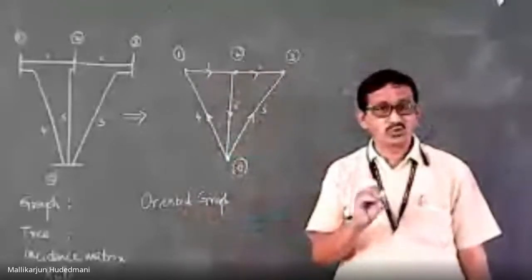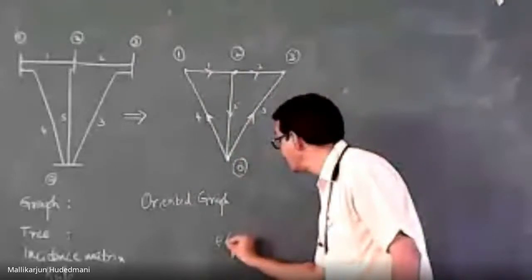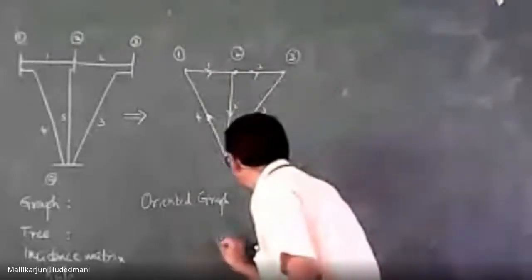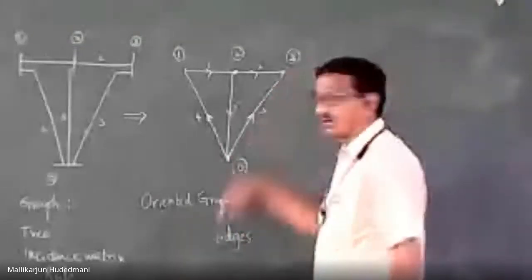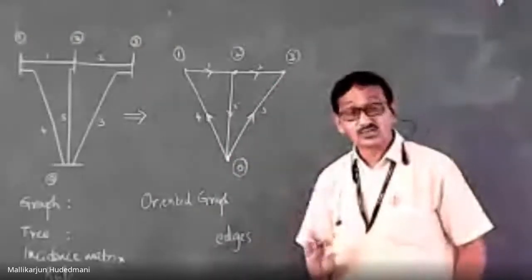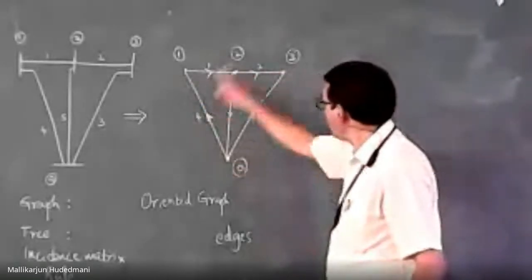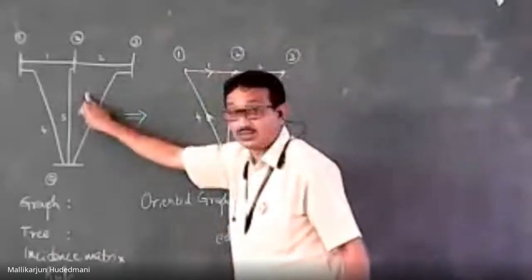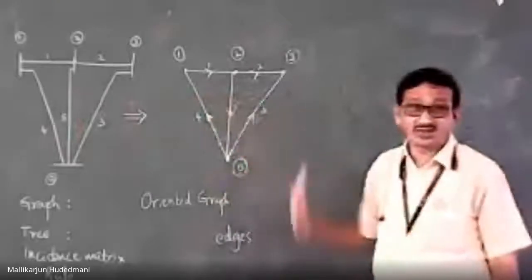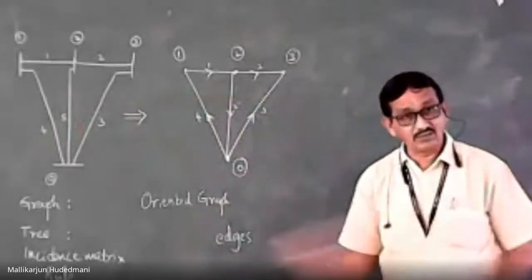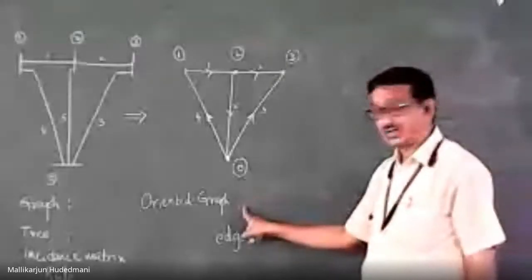An oriented graph contains all the edges. I use the word edge, edges or elements, and all the buses. Nothing is clipped off. We have all 4 buses and all 5 elements as in the problem. This is just transforming the physical electrical network into a graphical representation where there is no elemental data, only numbers are represented. This is called an oriented graph.